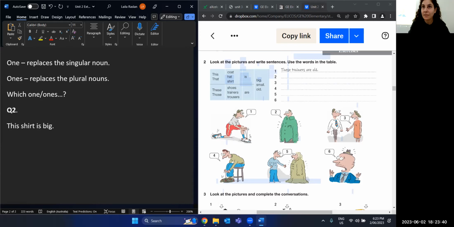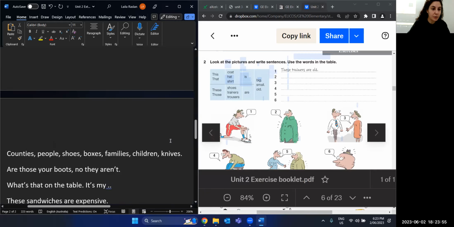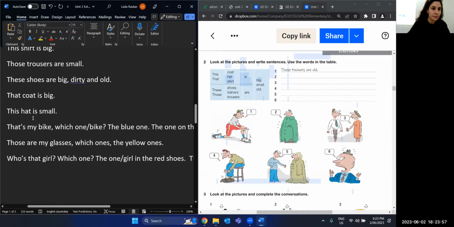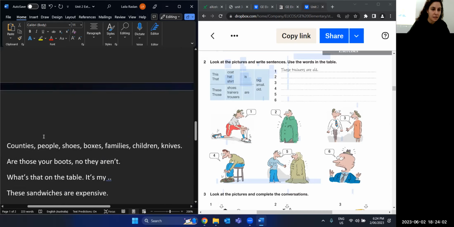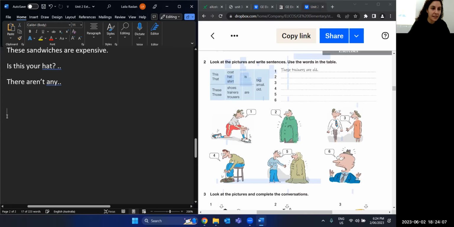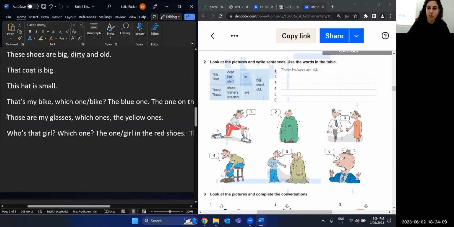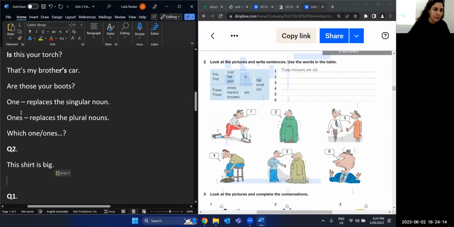Number 3, Anderson. What is the woman telling the man? So it's those, because it's plural. Yeah. Those trousers. Yeah. Because even though it's 1, they're 2, because it's like shoes, trousers. Yeah. Trousers are small.